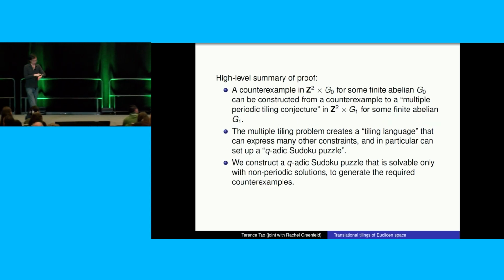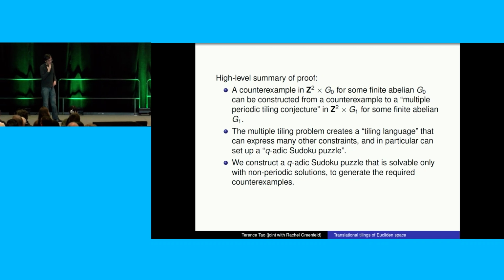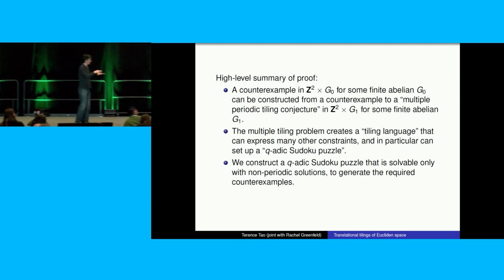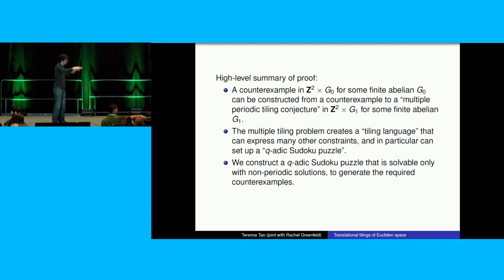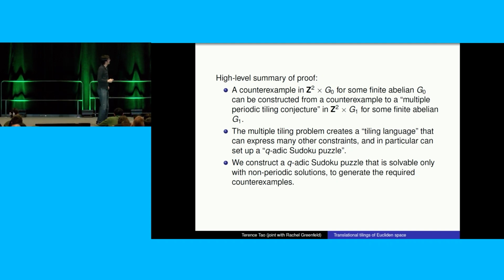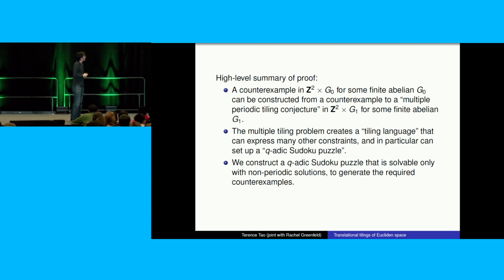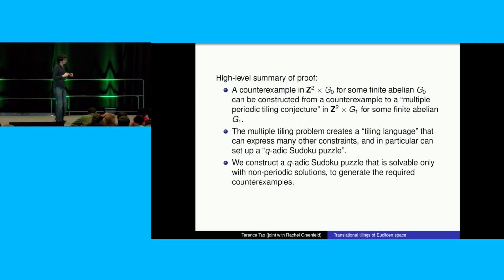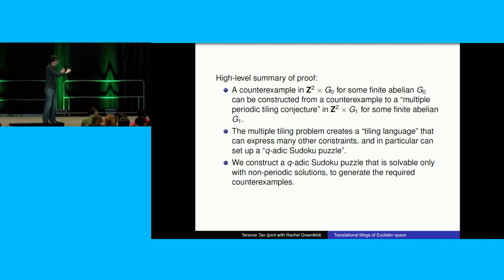So I will talk a little bit about some of the ingredients in the proof. I'll focus just on virtual Z2. So that's Z2 cross a finite group, trying to show that there's a subset of virtual Z2 that only tiles non-periodically. The thing is, to construct counterexamples, the problem is this tiling equation is too rigid.